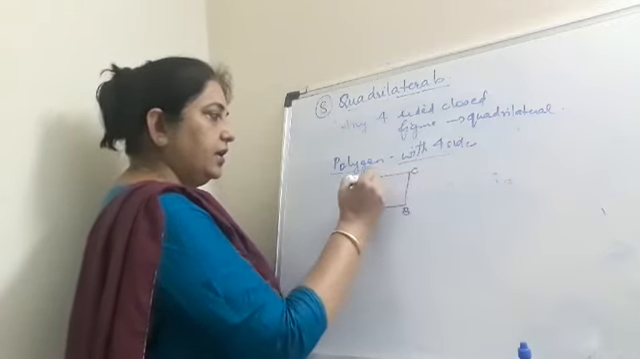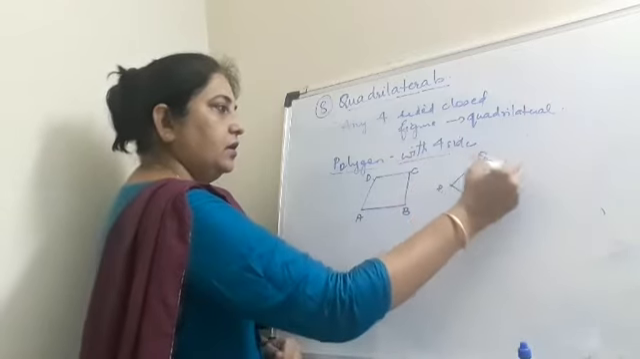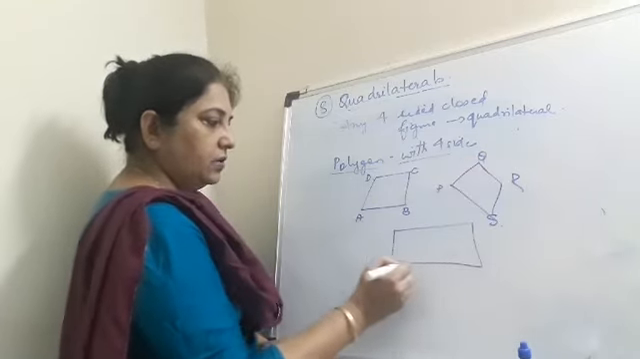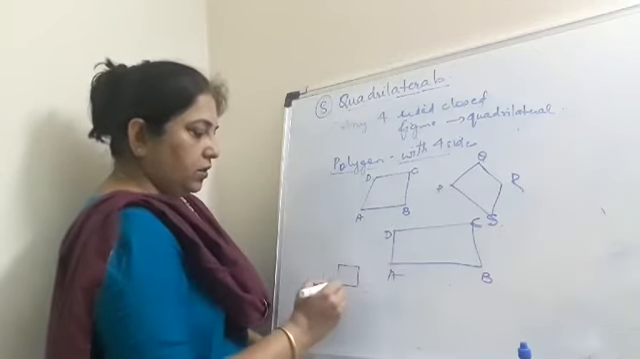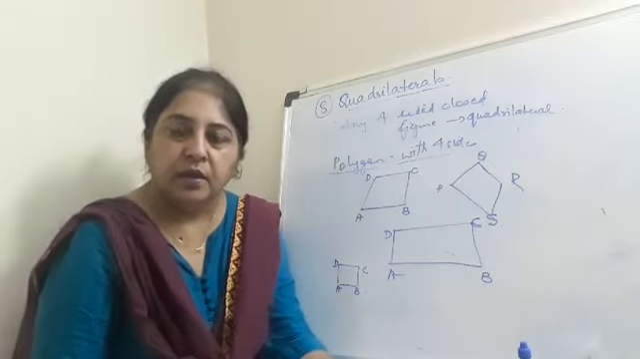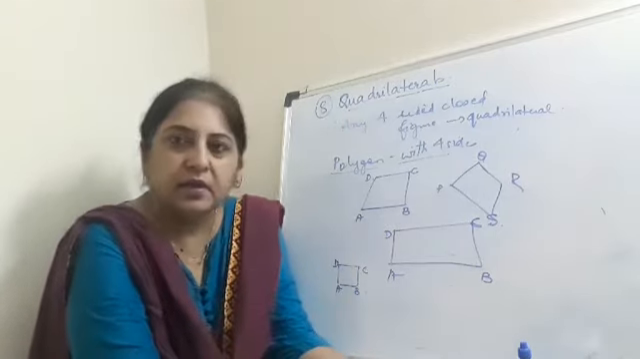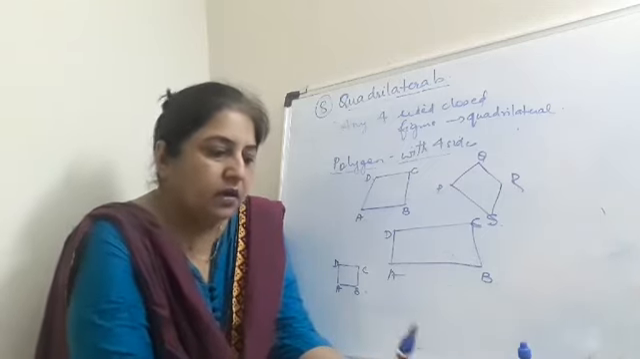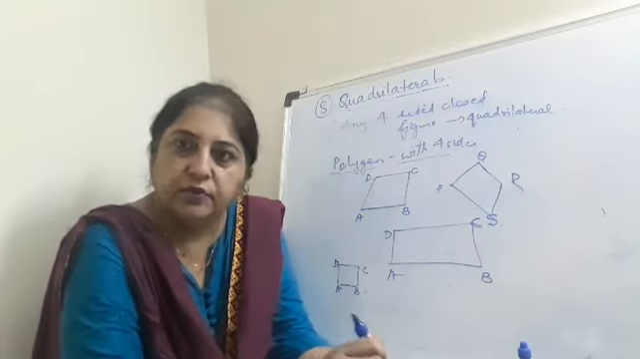Now we can draw a quadrilateral like this, A, B, C, D. Then we can draw this way also, P, Q, R, S. This is also a quadrilateral. Then this is a quadrilateral, A, B, C, D. This is also a quadrilateral, A, B, C, D, P, Q, R, S, X, Y, Z, W, anything you can name. So these are the different shapes of quadrilaterals, and a quadrilateral is defined as a polygon with four sides. Now every quadrilateral has four sides, four angles and four vertices, right?